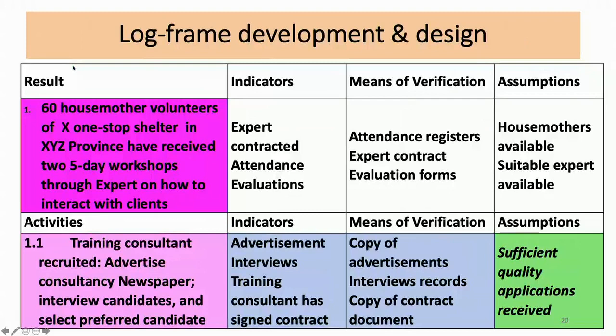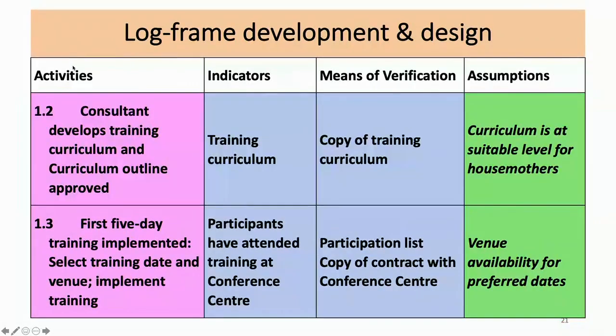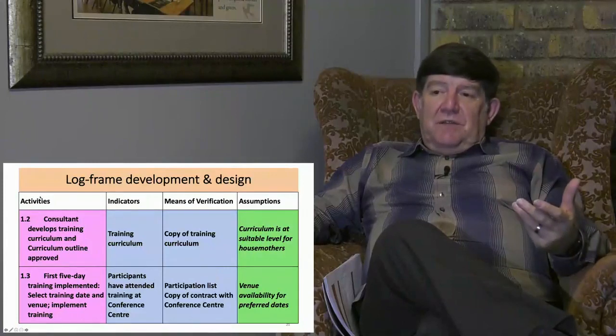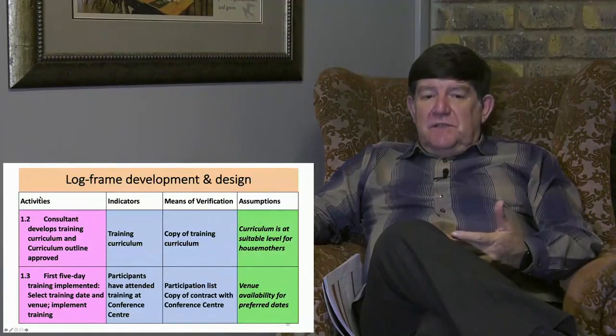Result 1, expert contracted, attendance registers, the house mothers are available, we've got a suitable expert. Training consultant recruited: advertising, interviews, consultants have signed the contract, means of verification, copy of the adverts. Consultant develops the training curriculum, copy of the curriculum. First 5-day training: the participants have attended the training at the conference center, the participant list is our means of verification, along with a copy of the contract with the conference center. An assumption is the venue availability for the preferred dates. We might wish to have the training in this month, but there are no conference facilities available.